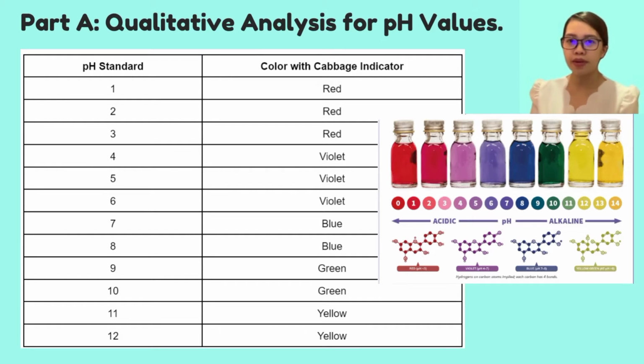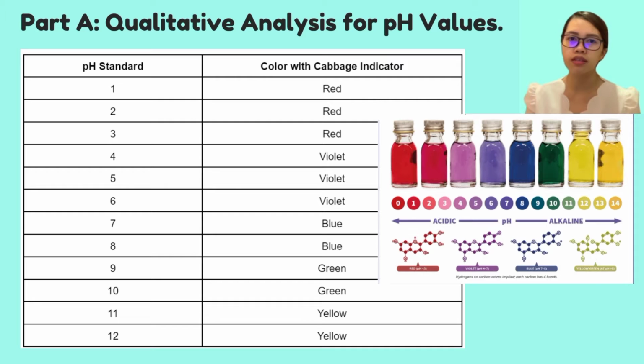Based on this experiment, we have two parts for the results. For part A, it was a qualitative analysis for pH value. In the table, we have the pH standard and the result for color with cabbage indicator. For pH standard values from 1 to 3, the color with cabbage indicator was red. Then for 4 until 6, the color with cabbage indicator was violet.